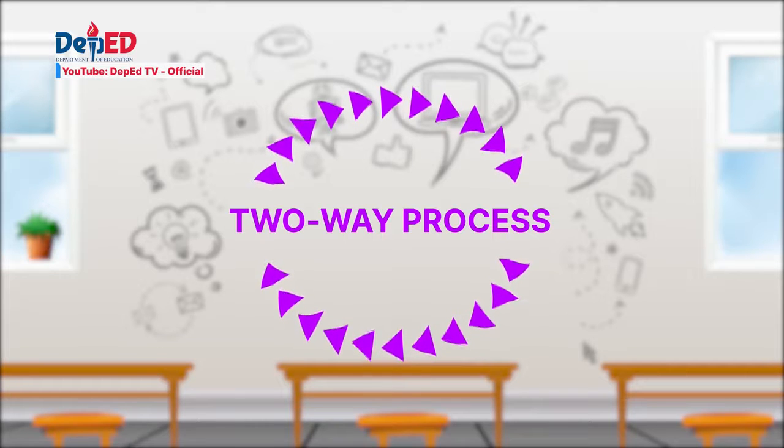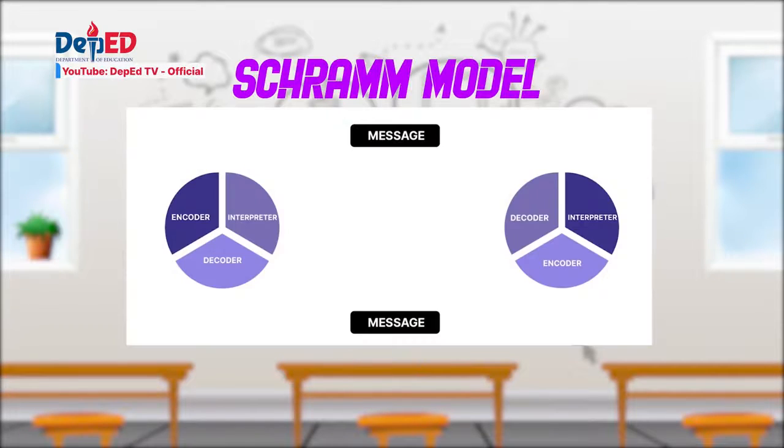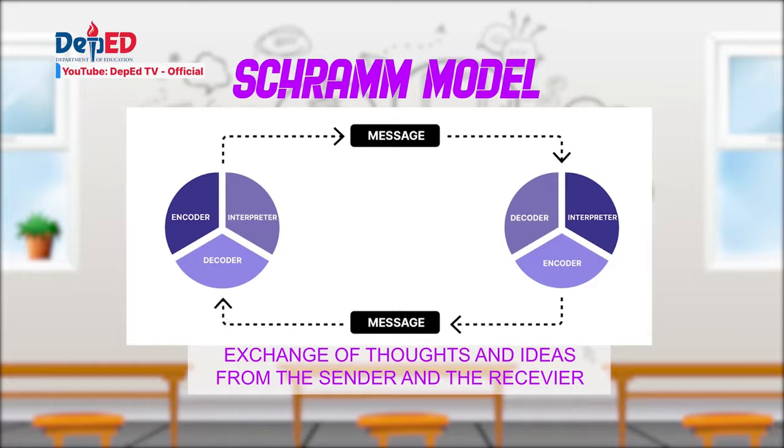An example of this model of communication is called the Schramm model in 1954. Let me show you what a Schramm model looks like. In this model, there is an exchange of thoughts and ideas from the sender and the receiver. What we are seeing is a cycle.